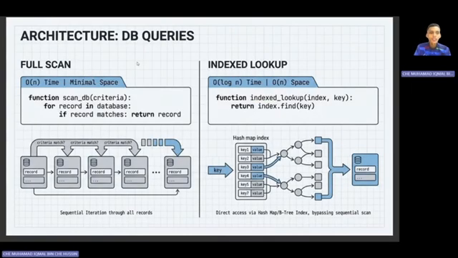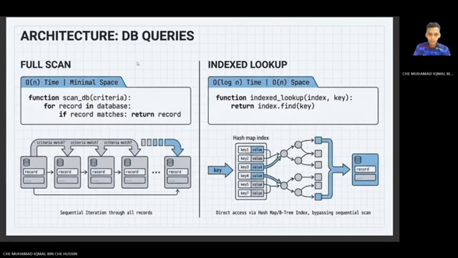And slide 11, architecture database required. Slide content: full scan O(n) time and minimal space, sequential iteration through all records. Indexed lookup O(log n) time and O(n) space, direct access via hash map or B-tree index bypassing required sequential scan.